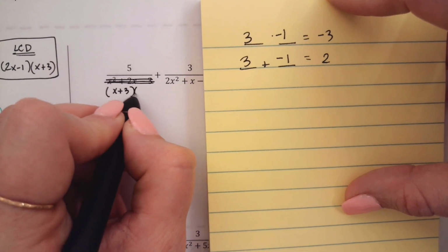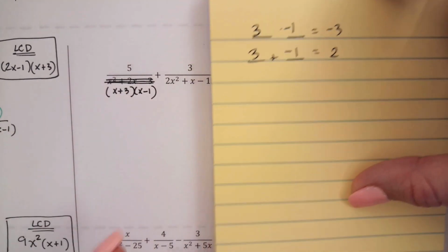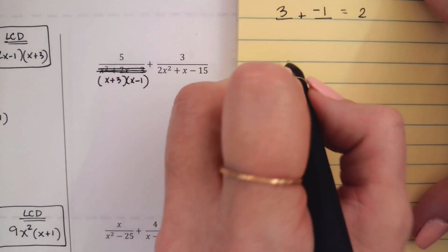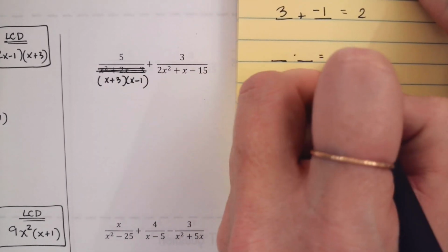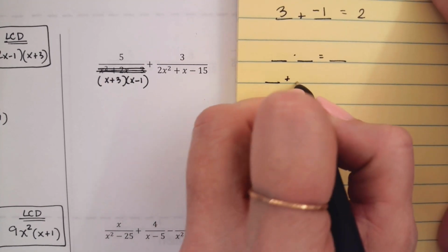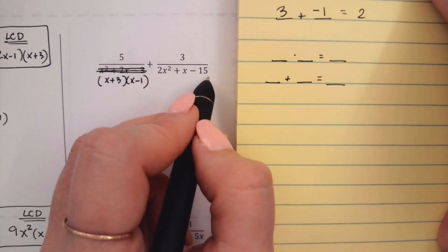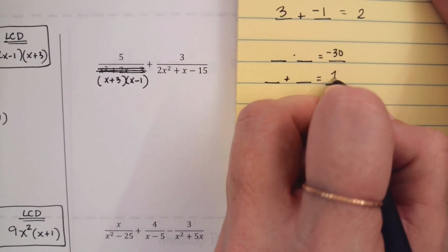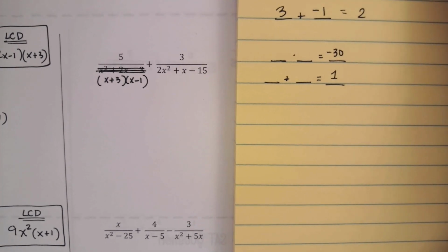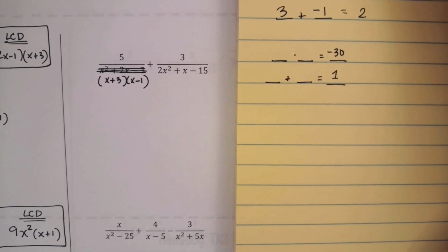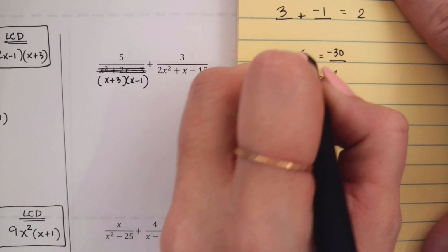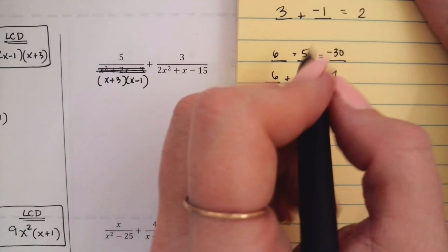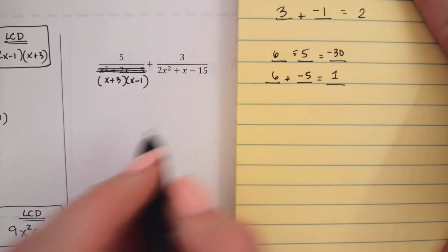Okay, the second denominator, that is not an easy factoring. It's 2 times negative 15. Slow down. Okay, we're going to need two numbers that multiply to a times c, which would be negative 30. Negative 6 and 5. Negative 6 or positive 6? Positive 6, negative 5. Yes, positive 6, negative 5, because they have to be able to add to that 1.